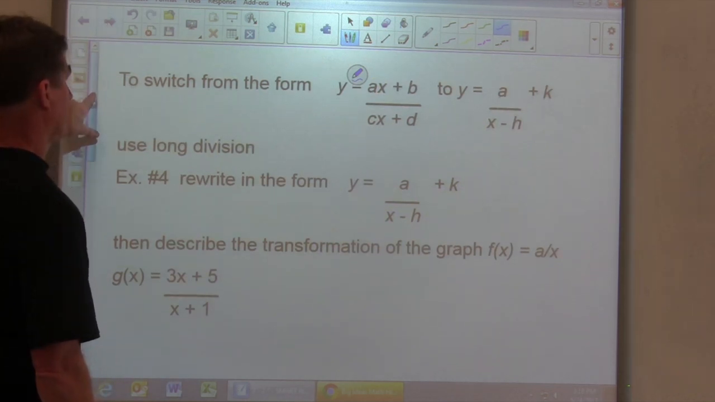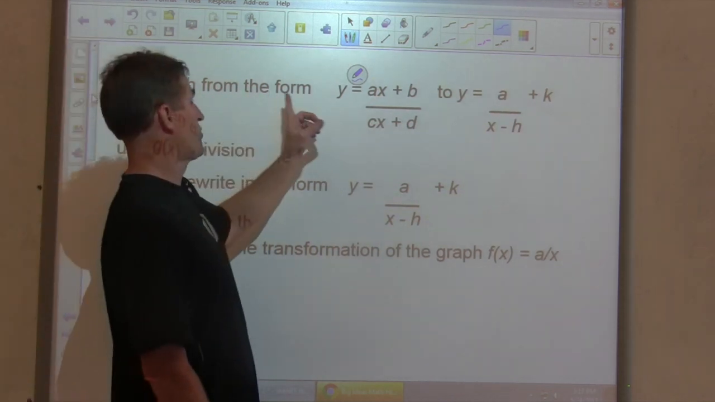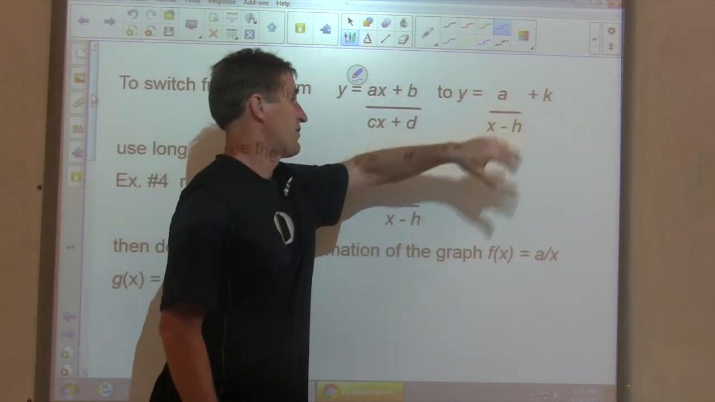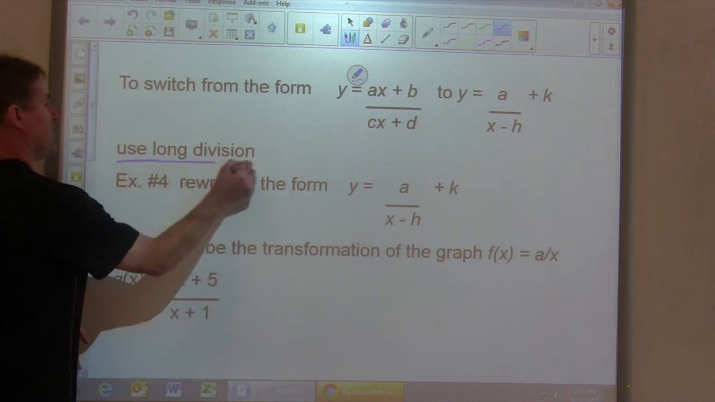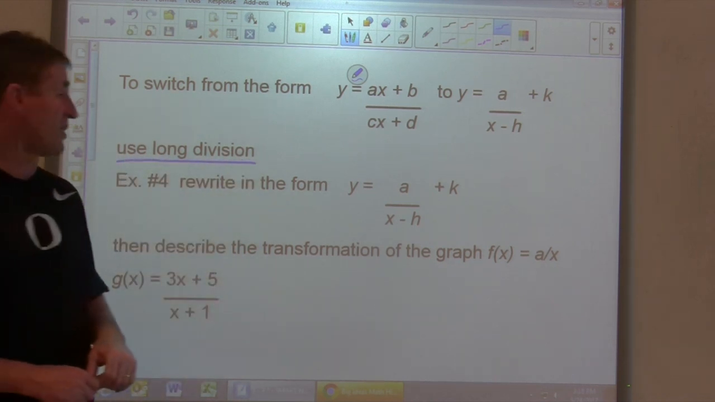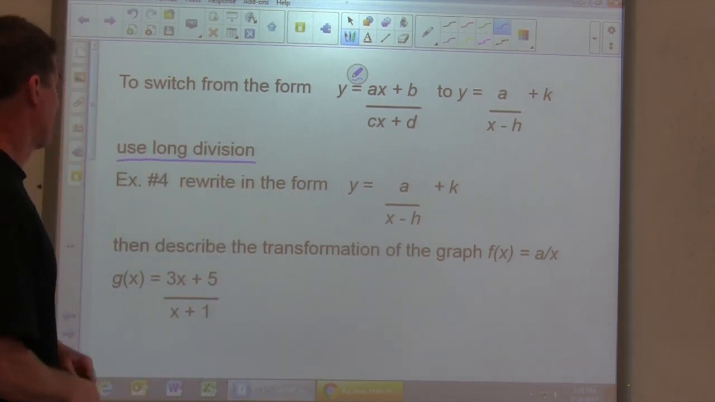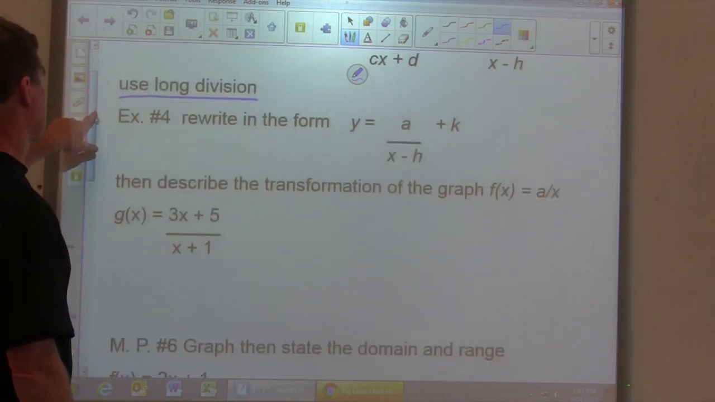The next thing, we're going to be able to switch it from this form to this form so that we can do it. To do that, you want to use long division. I know it's not your favorite thing to do, but that's what we have to do on this. So let's go through example number 4.